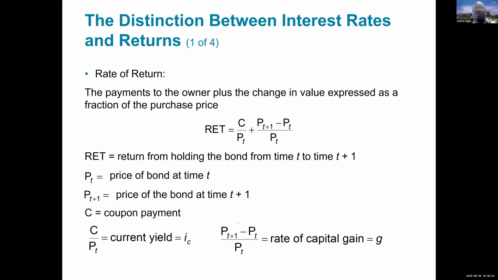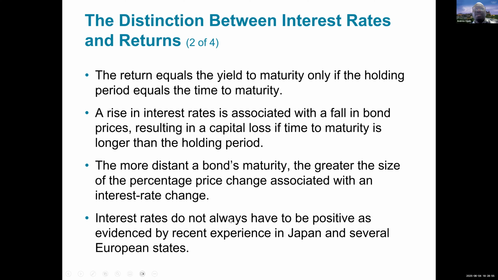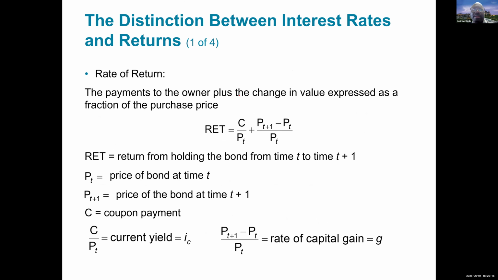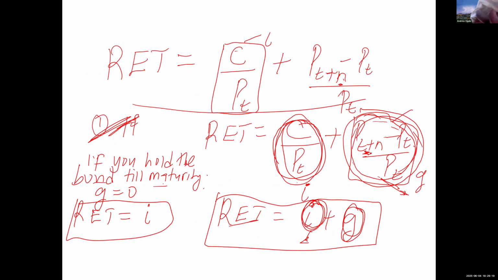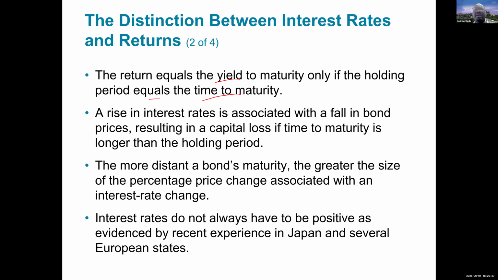So let's look at some of these few distinctions between price. So that's what I'm discussing here. The return equals the yield to maturity only if the holding period equals the what? The time remaining to maturity. That's true. That's what I already talked about. Because if the holding period equals the time remaining to maturity, that means you held the bond till maturity. You never sold the bond. If you hold the bond until maturity, the rate of capital gain is 0. So your return is going to be equal to the what? To the guaranteed interest rate on that bond. The return equals the yield to maturity.